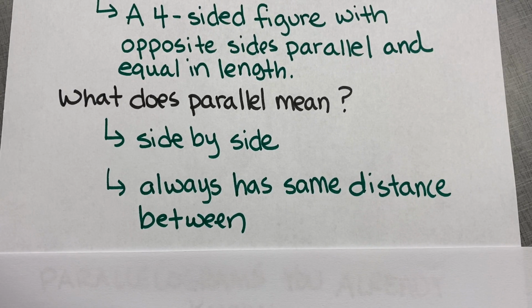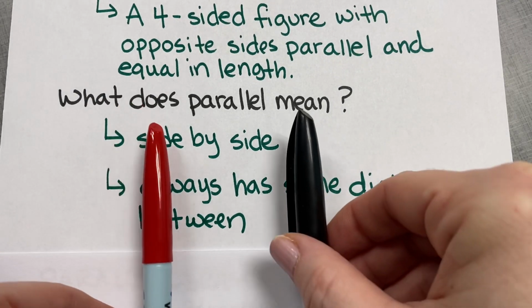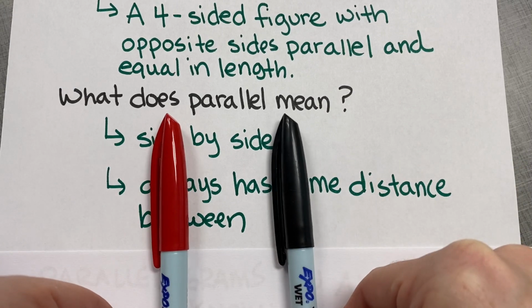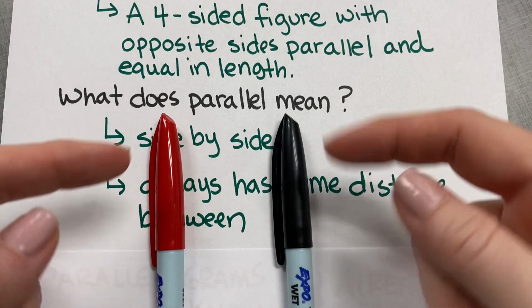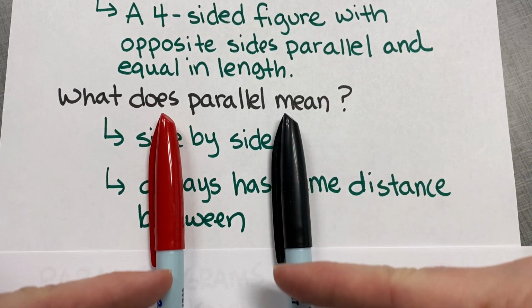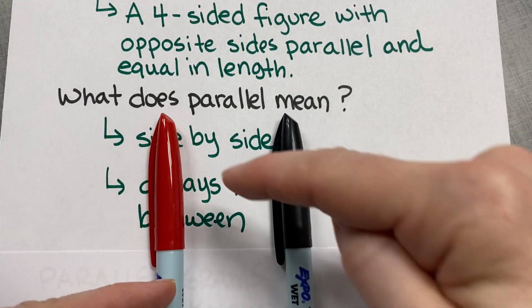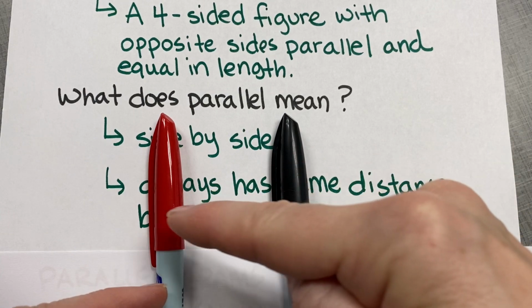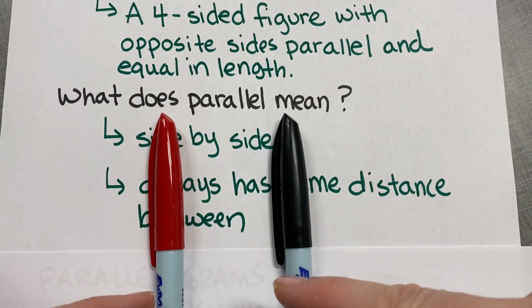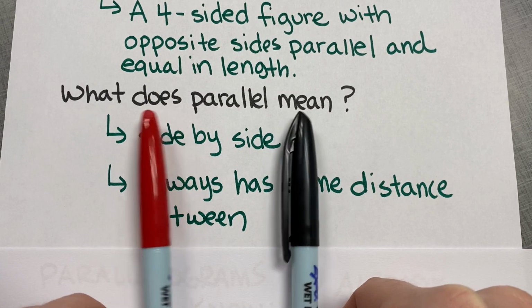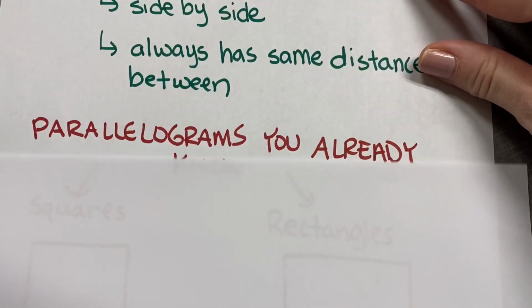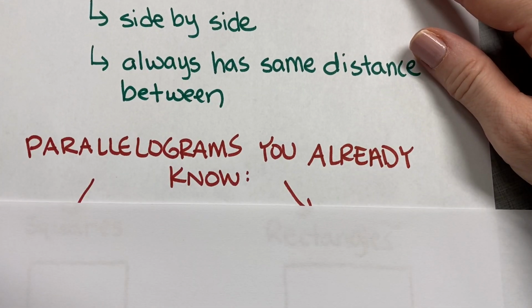Well, you could have two markers that are parallel. They're side by side, and they maintain the same distance between them. So these would be parallel. You can see that the distance across remains intact, so that would make those parallel. Now, parallelograms you already know.